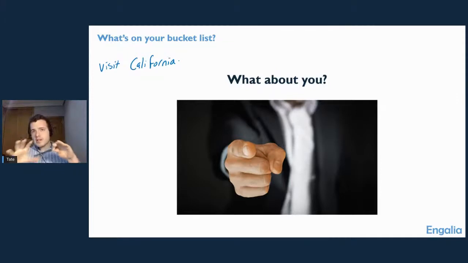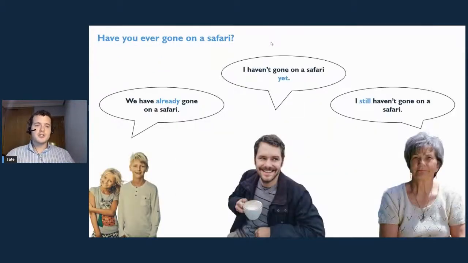Now, when we talk about bucket lists, there's a specific type of language that we need to use, some structures that we need to use. And one of them is that we can use the present perfect tense, as we've talked about before, with some specific words, so with some specific additions. So one of my bucket list items was to go on a safari, right? So I really want to go on a safari. One day I want to go on a safari.